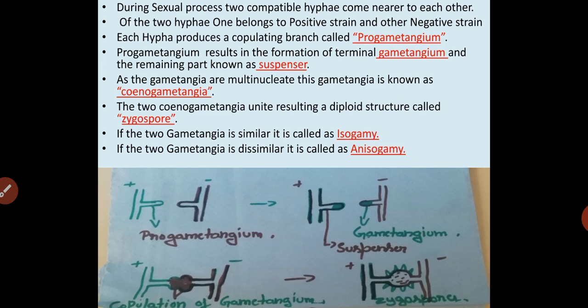If the fusion takes place between two similar gametangia, it is called isogamy. If the fusion takes place between two gametangia which are dissimilar in structure, that fusion is considered anisogamy.